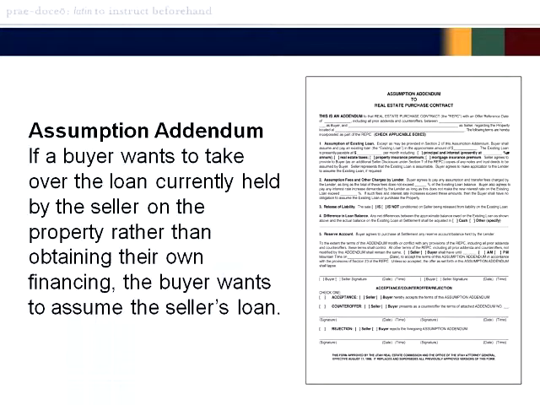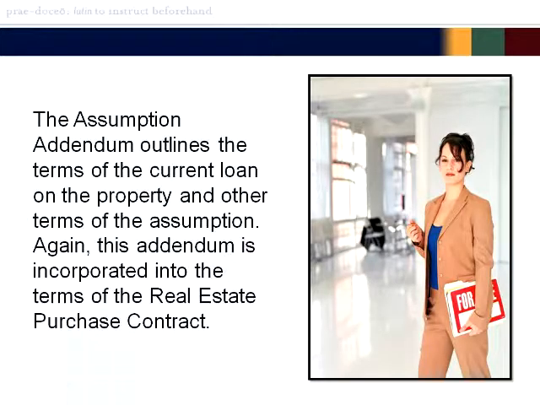Assumption addendum. If a buyer wants to take over the loan currently held by the seller on the property rather than obtain their own financing, the buyer wants to assume the seller's loan. The assumption addendum outlines the terms of the current loan on the property and other terms of the assumption. Again, this addendum is incorporated into the terms of the real estate purchase contract.